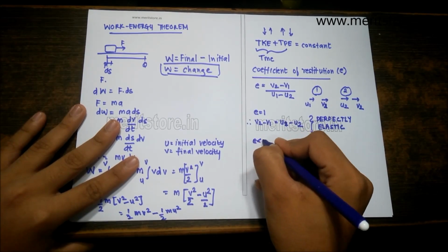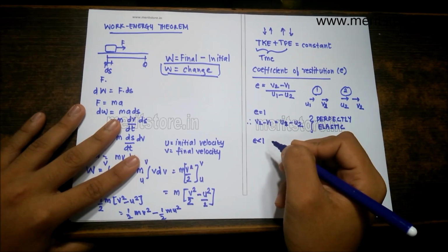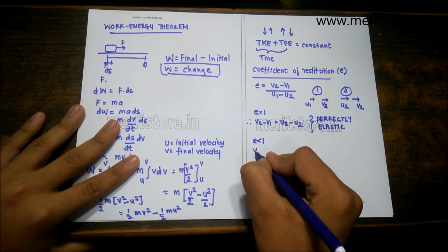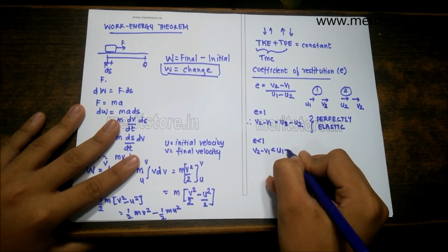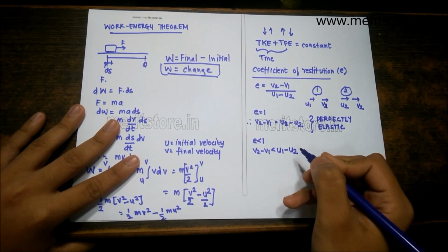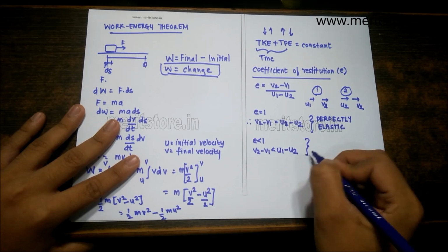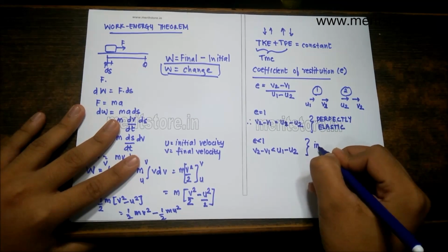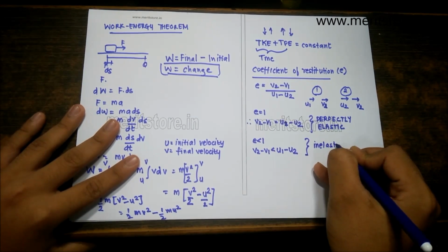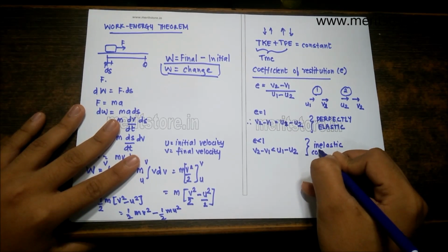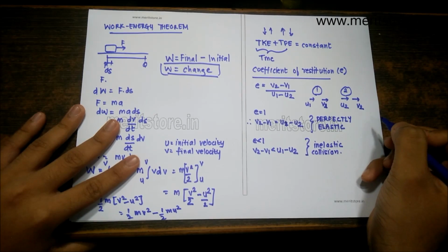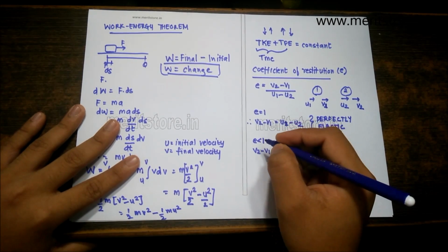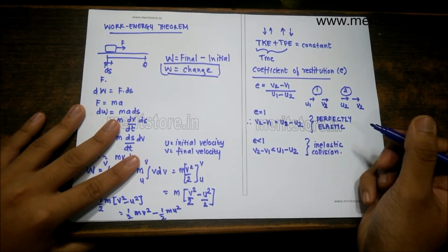Let's say e is lesser than 1. In this case, v2 minus v1 will be lesser than u1 minus u2. This case is known as an inelastic collision. So the value of e basically depends upon the extent of loss of kinetic energy during the collision.